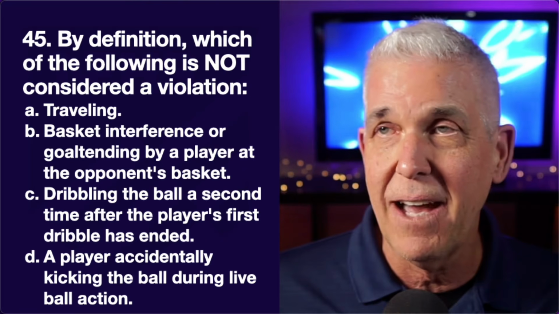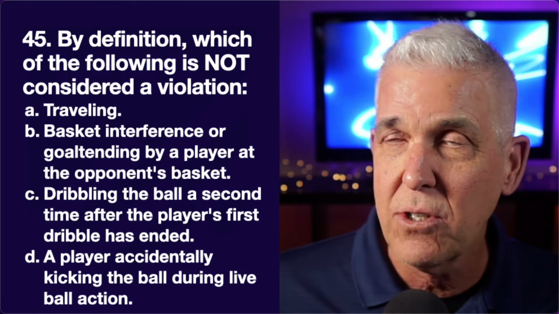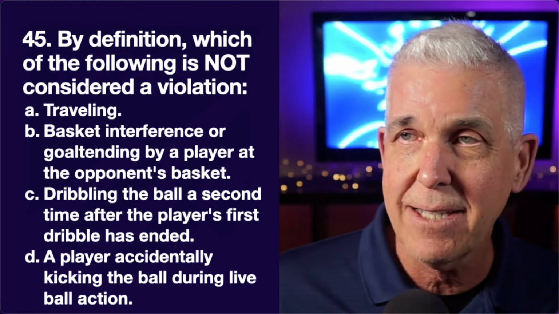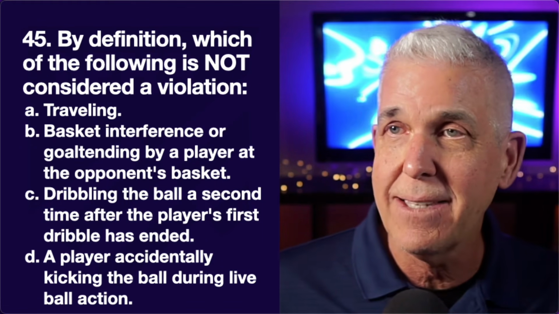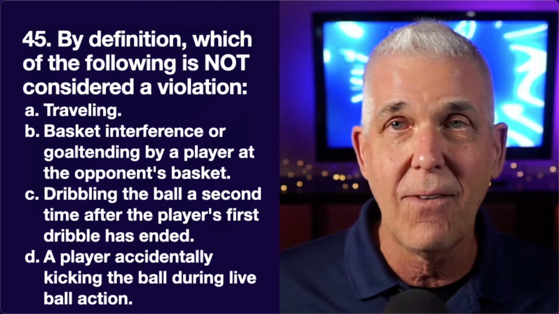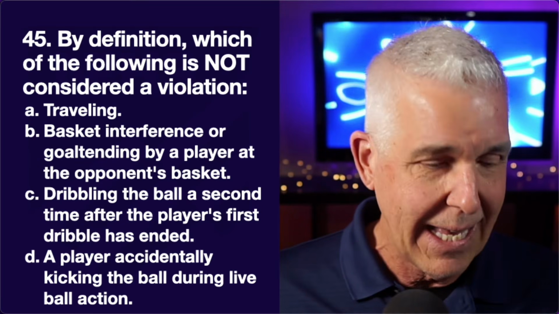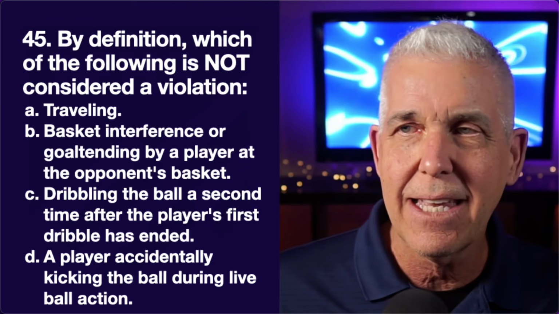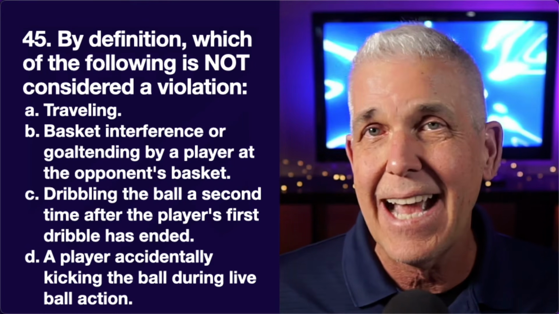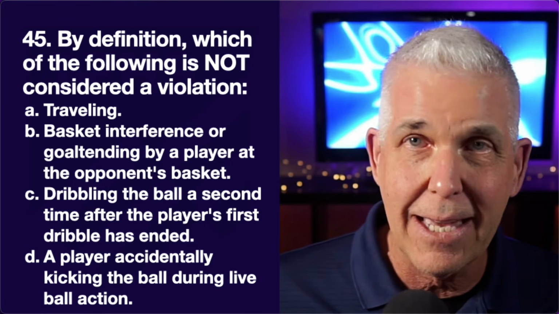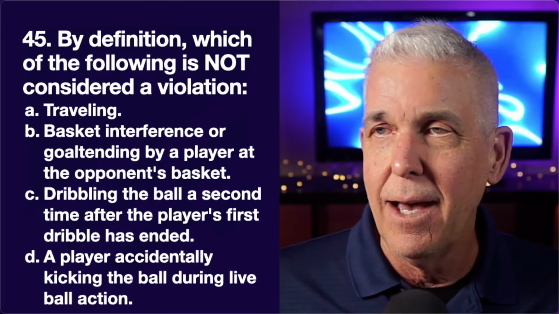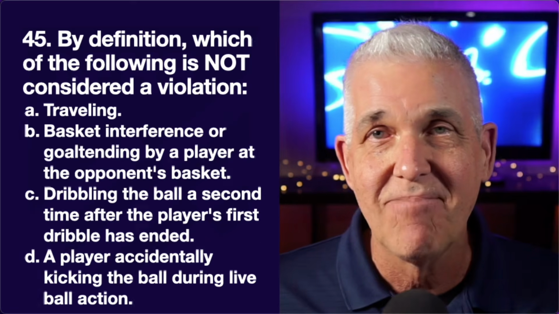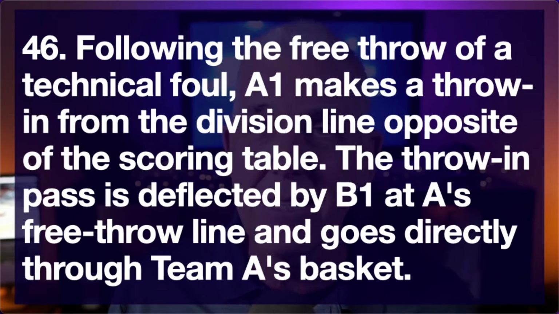Traveling is considered a violation. Basket interference or goaltending is a violation. Dribbling the ball a second time after the first dribble has ended is an illegal dribble and a violation. So our correct answer here is D. Intentionally or accidentally kicking the ball or accidentally contacting the ball with the leg or foot during live ball action is not a violation. All right, 46 is up next.